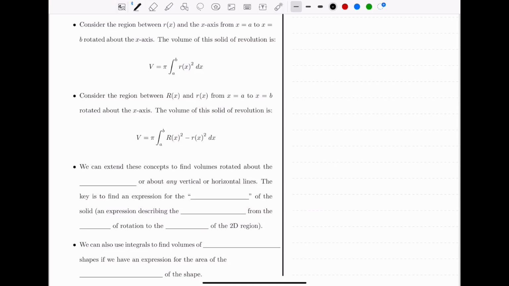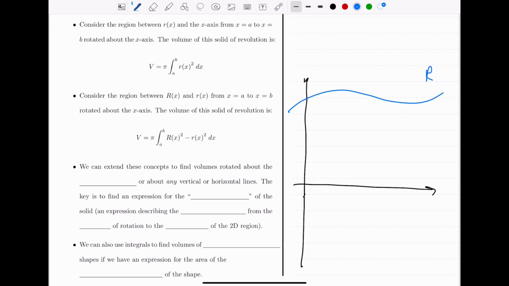Let's generalize some of the concepts we learned in the last video to solids that have a hollow component. Let's imagine that we have a region between two functions in two dimensions, and we want to rotate that region around an axis. So a picture of this, we have some outer function, capital R of x, and then we have some smaller function, small r of x, and we want to rotate from A to B.